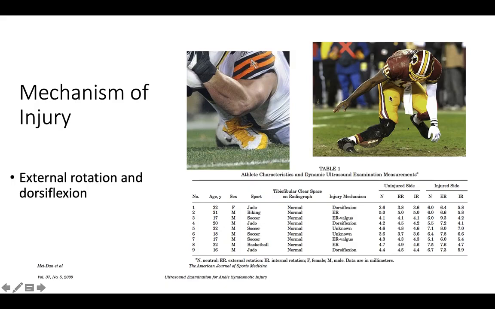Here we see a player experiencing a lot of knee valgus, but at the same time we see this internal rotation of the tibia on a foot, which would then also result in external rotation at the talocrural joint. So the mechanism of injury for a high ankle sprain is typically a planted foot with external rotation.